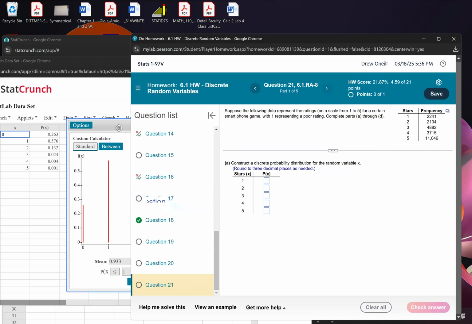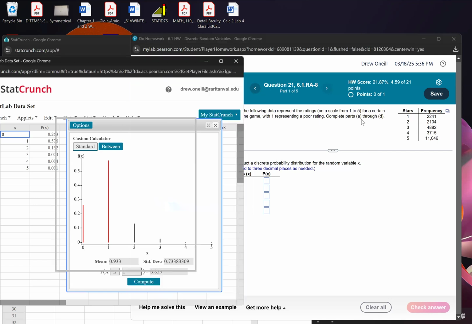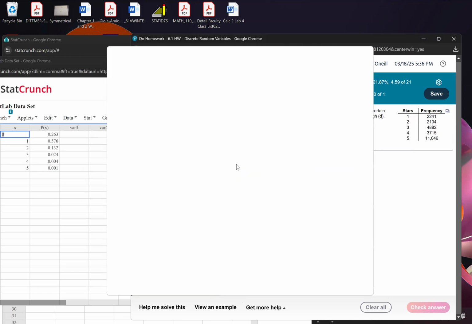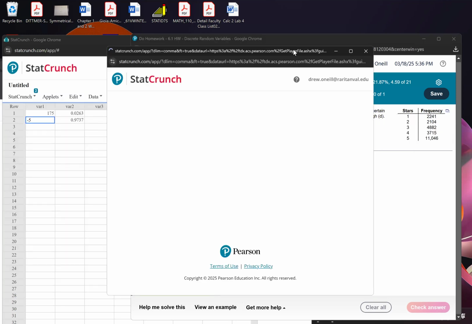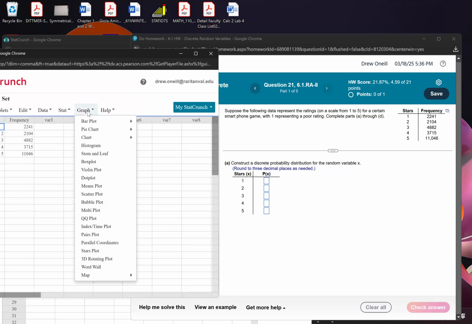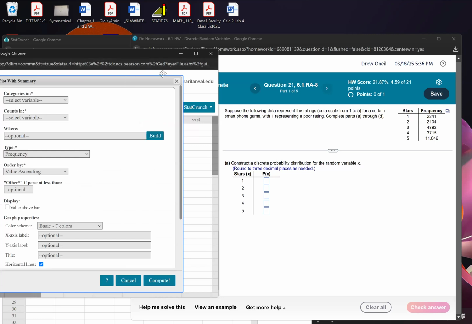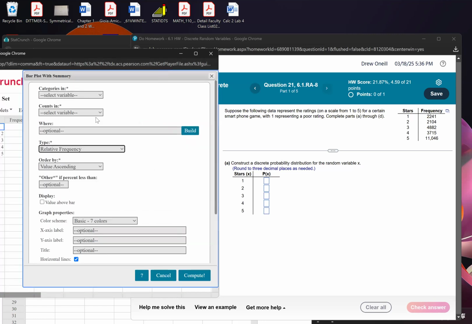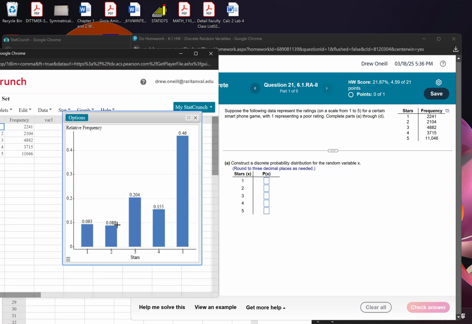We could also do this if you want to be clever. Open the data in StatCrunch. Sorry, I always have to think about this because this is the least intuitive way to do this in the world. So this is the one where we have to do Graph, Bar Plot with Summary, and then we add that we want to do a relative frequency calculation, categories as stars, counts as frequency, Compute, make sure it displays the value. And then boom, you have your relative frequencies. But if you recall, these are the same as probabilities. And that's how you do this one.